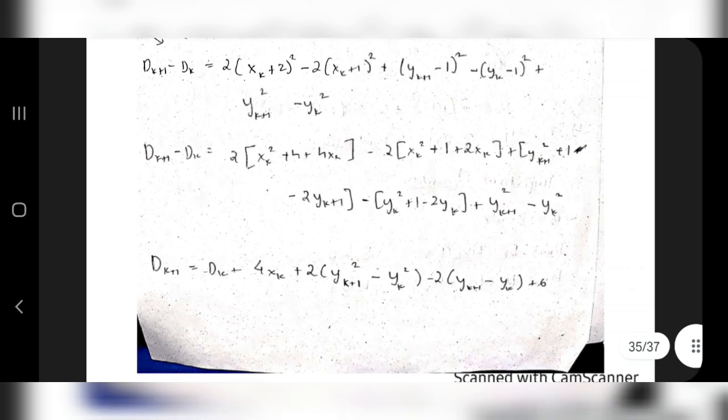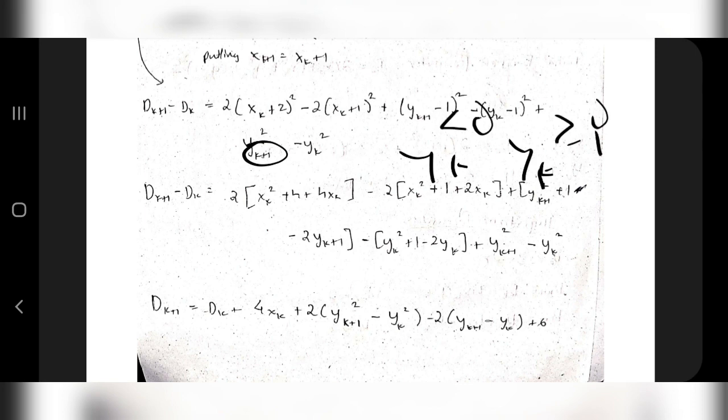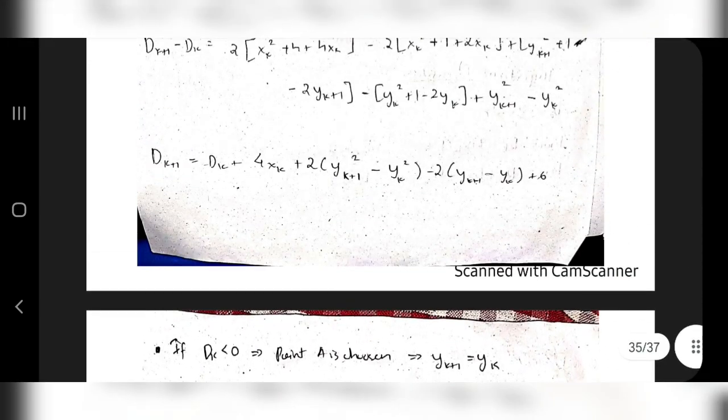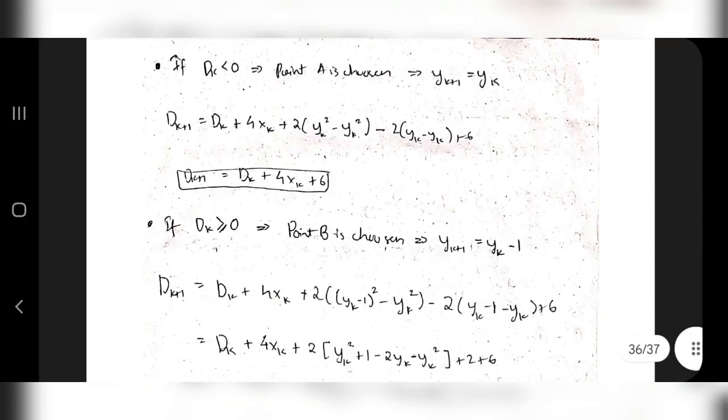After we substitute these values, yk plus 1 will be kept as such. We will not substitute yk or yk minus 1 because we are not yet sure if it's less than 0 or greater than 0. So based on which case it is, this is the answer we get after the substitution. And if it's less than 0, the point chosen is yk itself.